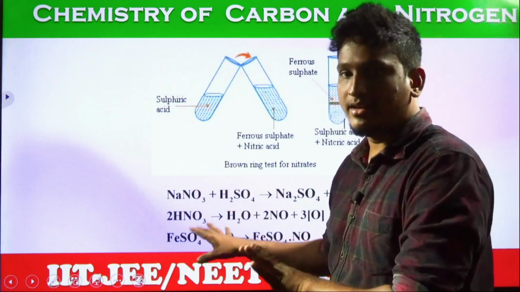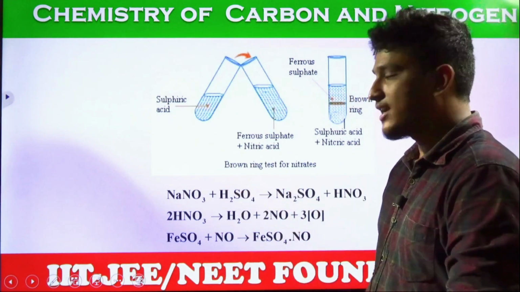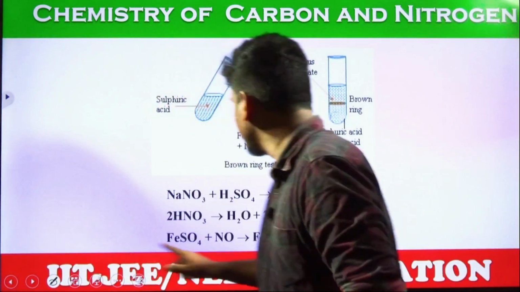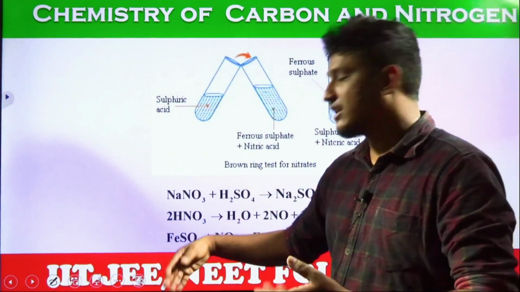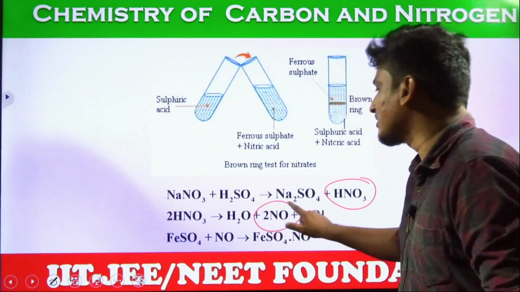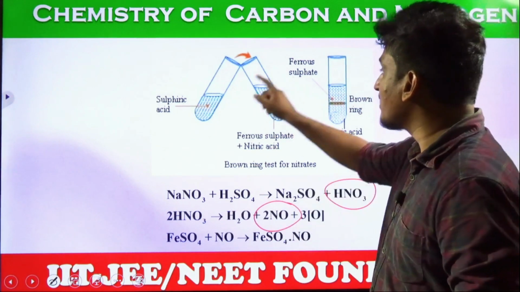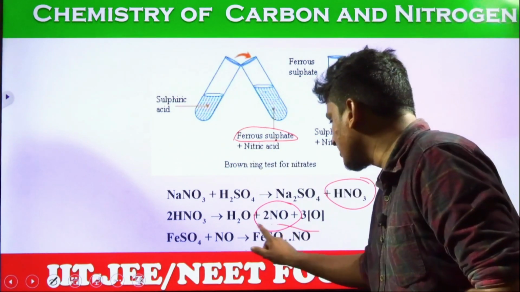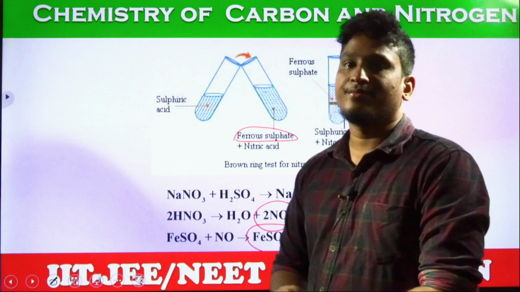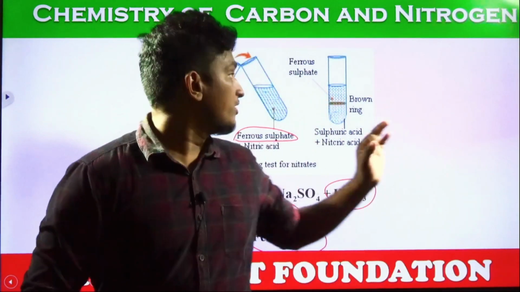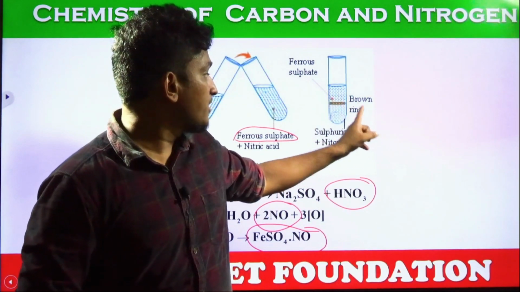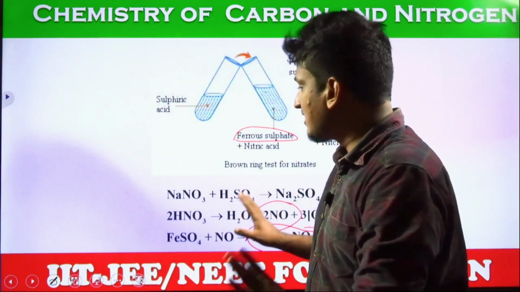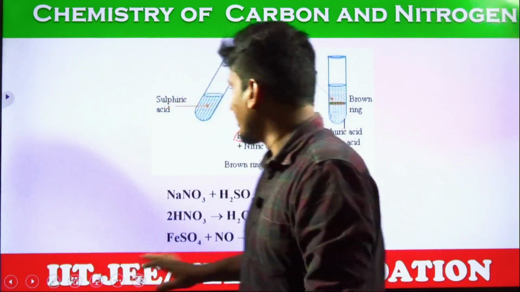Look at the reactions. If sodium nitrate, the salt, is there, in the presence of sulfuric acid, what is happening? It produces sodium sulfate and generates nitric acid in this reaction. This nitric acid decomposes to produce nitric oxide. This nitric oxide, in the presence of ferrous sulfate, produces this nitroso-ferrous sulfate, which is the reason for this brown ring. Got the clarity, students? This brown ring appears in between the sulfuric acid and nitric acid layers. So this is the identification technique for the brown ring.